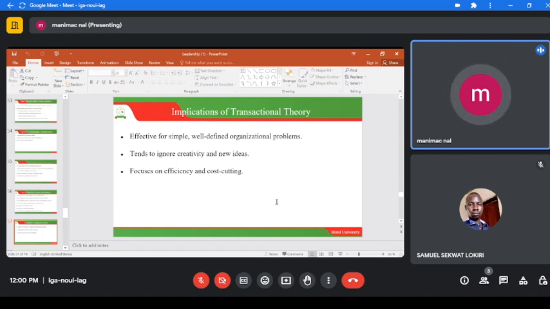The implication is that it looks effective for simple, well-defined organizational problems. Meaning that it may be effective in a simple manner, but the organizational problems have to be well defined so that people get to know the problems of the organization.